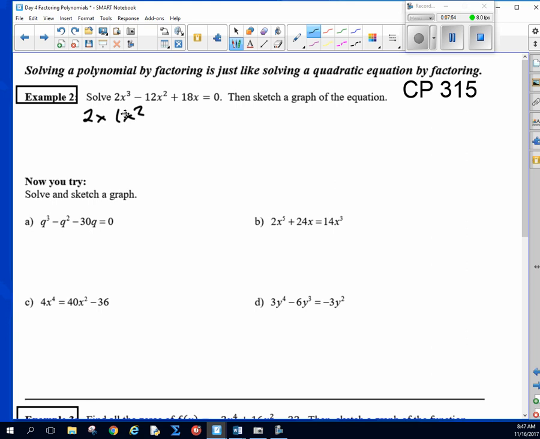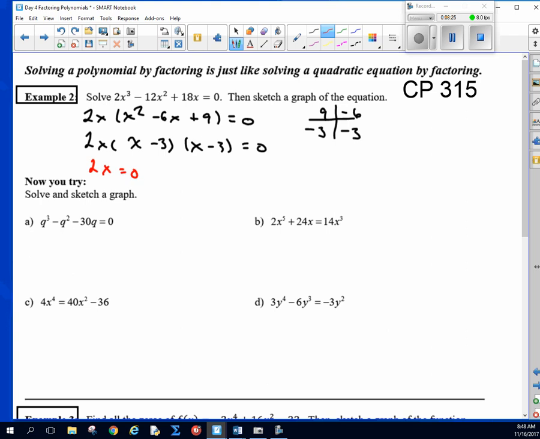So this would be x squared minus 6x plus 9 is equal to 0. What multiplies to be 9 and adds to be negative 6? Well, that's going to be negative 3 and negative 3. So this is 2x times (x minus 3) squared, or (x minus 3) times (x minus 3), and that's equal to 0. I then have to say that 2x is equal to 0, so x is equal to 0. I have to say x minus 3 is equal to 0, add 3, and x is equal to 3.